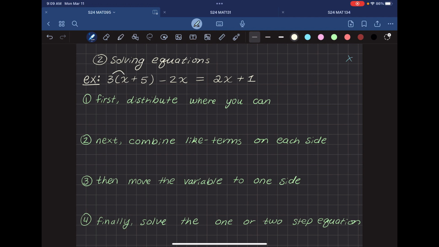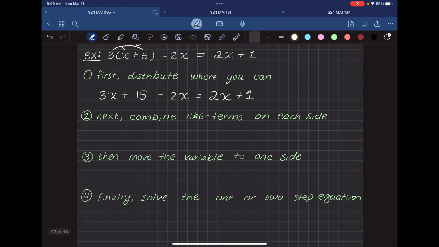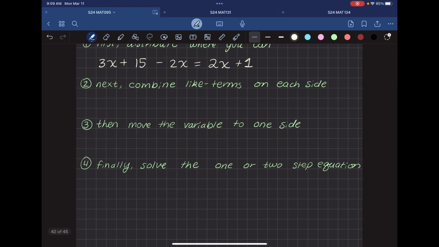So for this one, we can distribute this 3. And we end up getting 3x plus 15, and then we have this minus 2x equals 2x plus 1 hanging out. And then you're going to look at each side of the equation and combine like terms where you can. So for instance, on the left-hand side, we have this 3x and this minus 2x that are like terms. And so we're going to go ahead and combine them. Before we start moving the variable around, combine the like terms on each side. So we end up getting x plus 15 equals 2x plus 1.